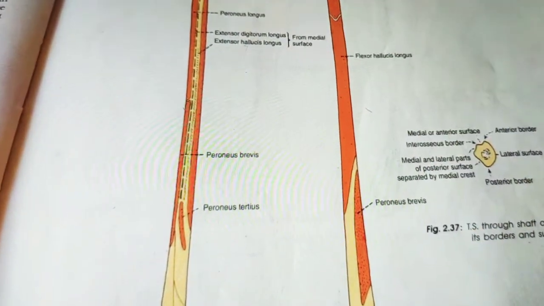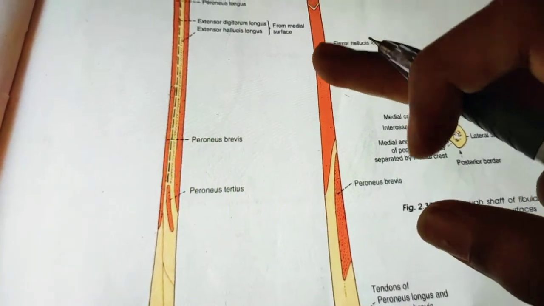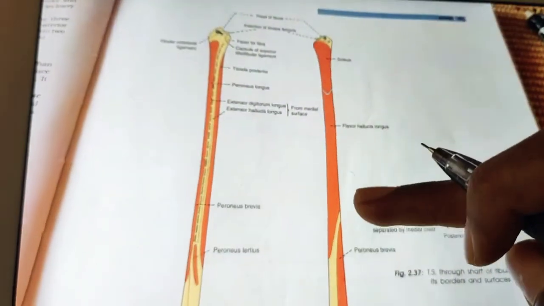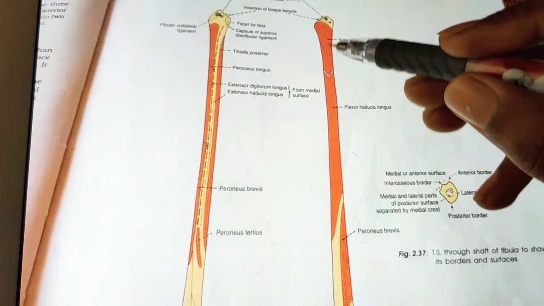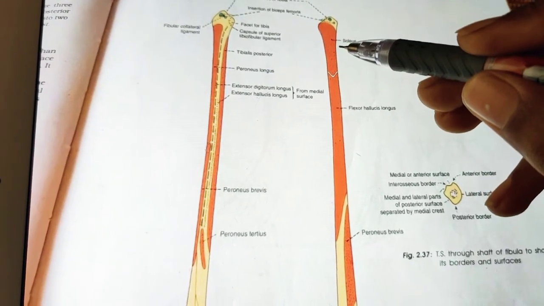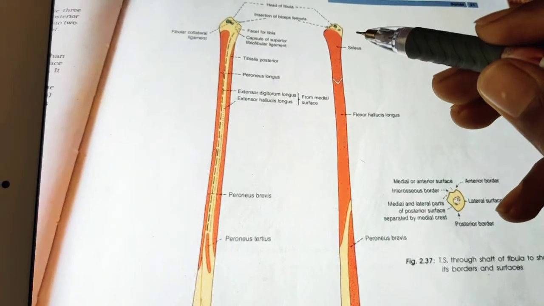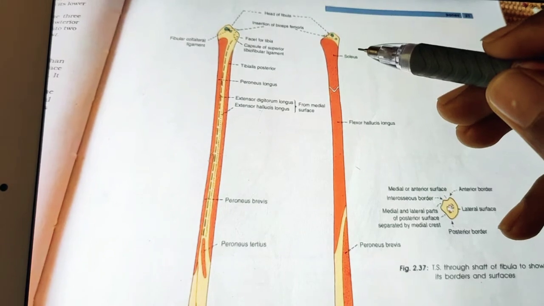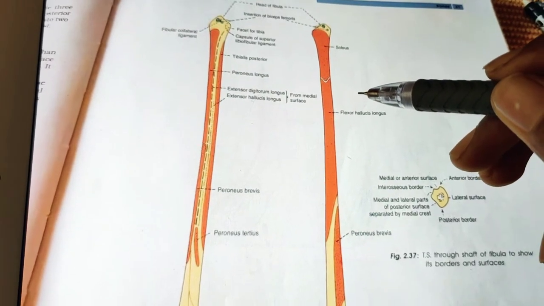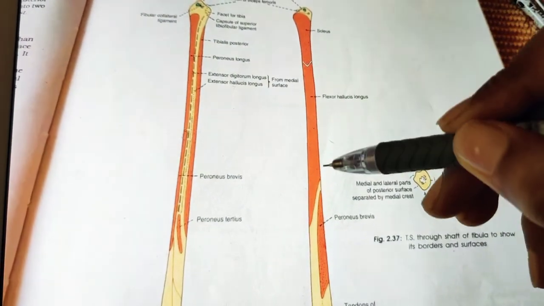Next, coming to the part of the posterior surface between the medial crest and the posterior border, it gives origin to soleus. You can see this is the soleus muscle between the medial crest and the posterior border, giving origin to soleus on the upper part. And from the lower 3/4 you get origin of flexor hallucis longus, this one.